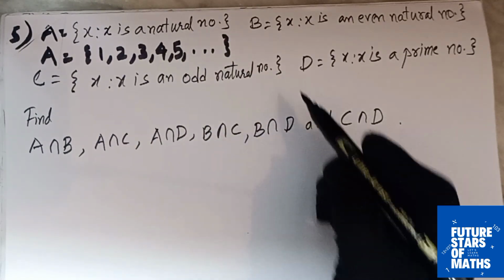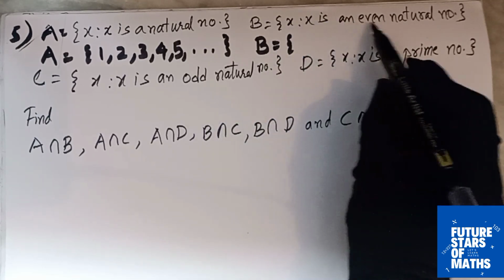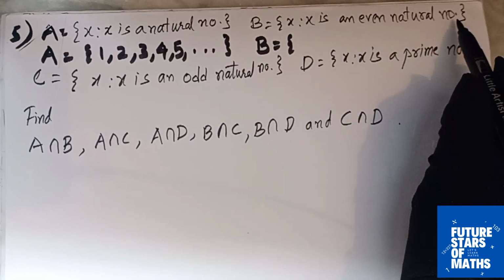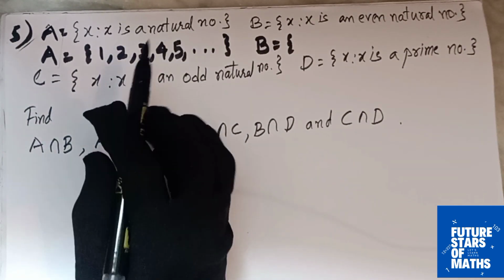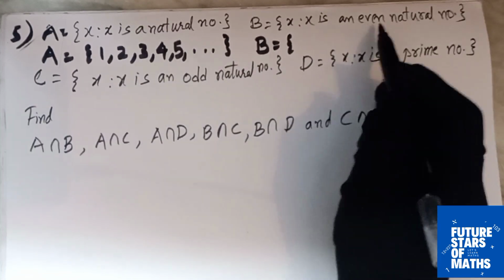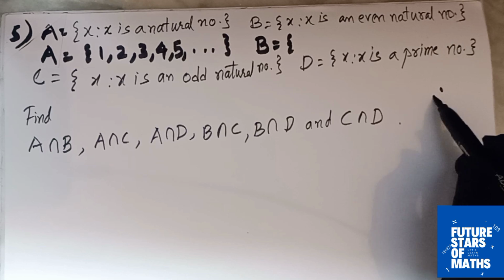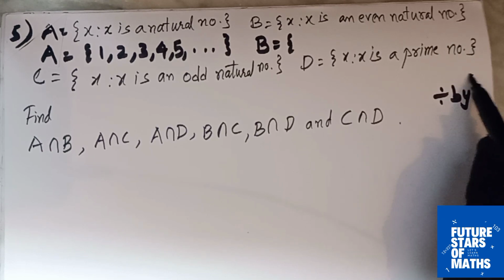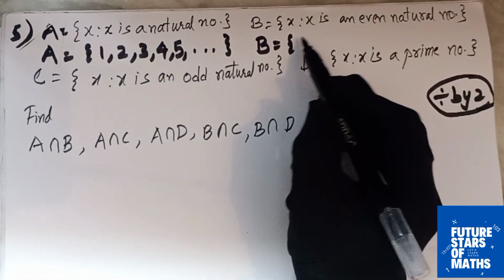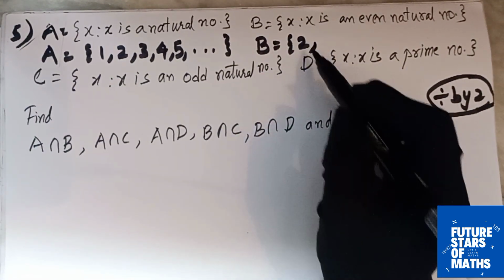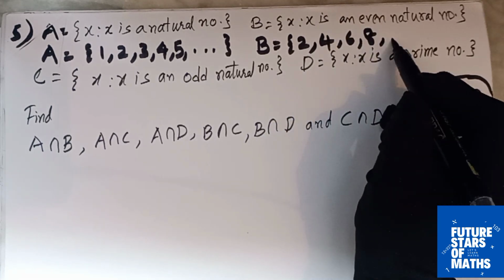Okay. So the next set is B equal to x such that x is an even natural number. In these natural numbers, the numbers which are even, that we have to write. Okay, what is even? Do you know, students? The numbers which are divisible by 2. Okay, so numbers that are divisible by 2 are known as even numbers. So multiples of 2 we will write. 2, 4, 6, 8 and so on.